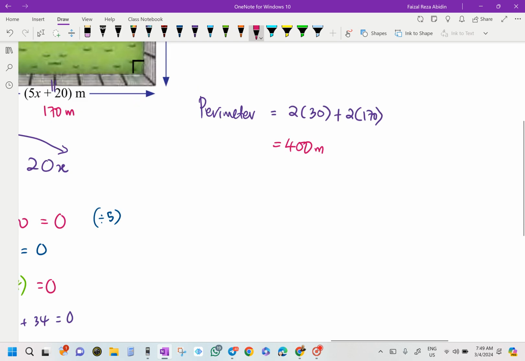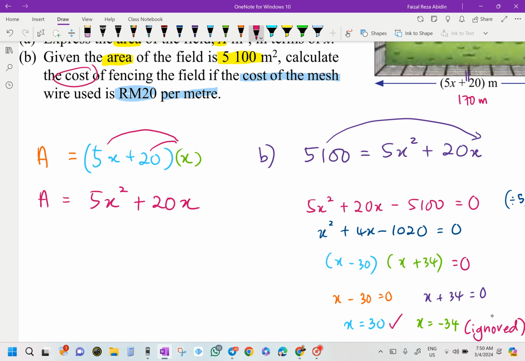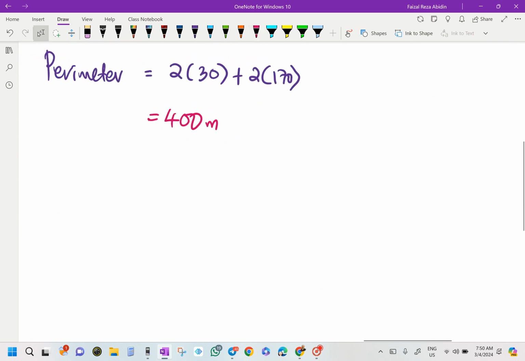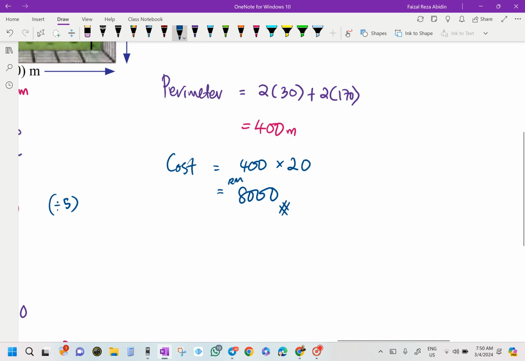Is it going to be our answer? Not yet. We want to find the cost, right? That one we only have the perimeter of our mesh. So now we know that 1 meter is going to cost you 20 ringgit, and we have 400 meter. So now can I find the cost? Yes, the 400 we are going to times with 20. You are going to get 8,000 ringgit. That's going to be your answer.